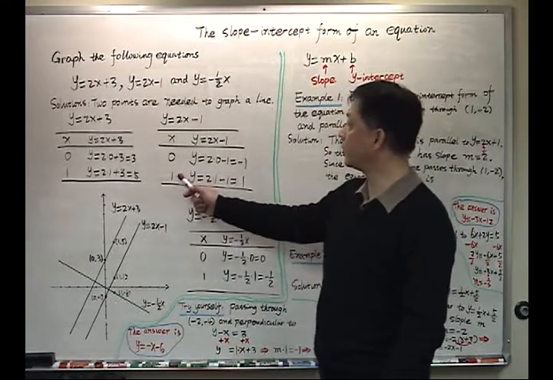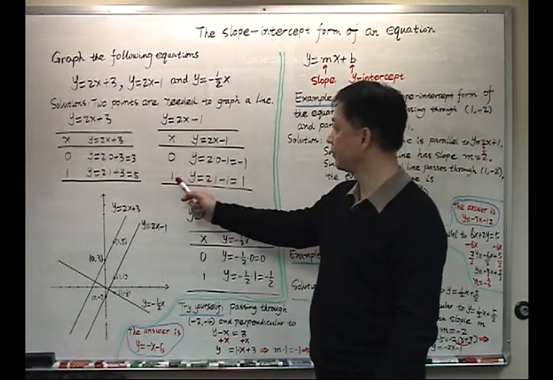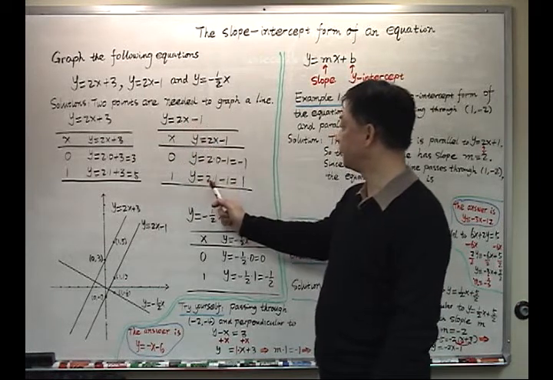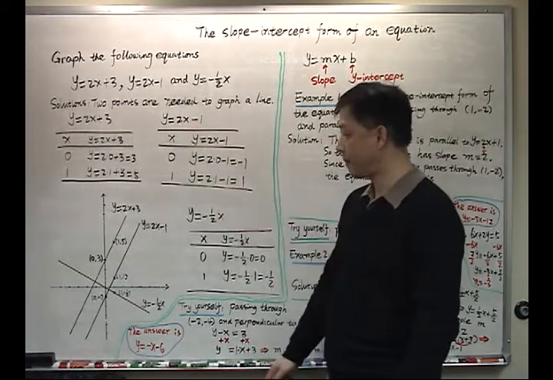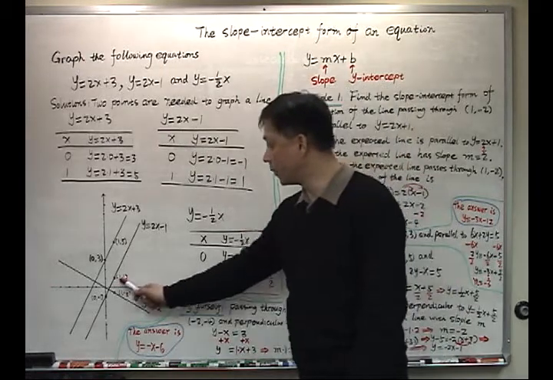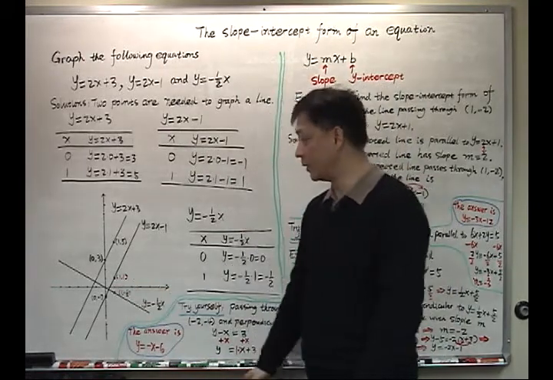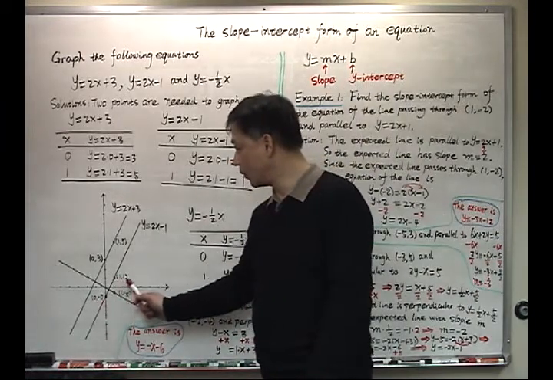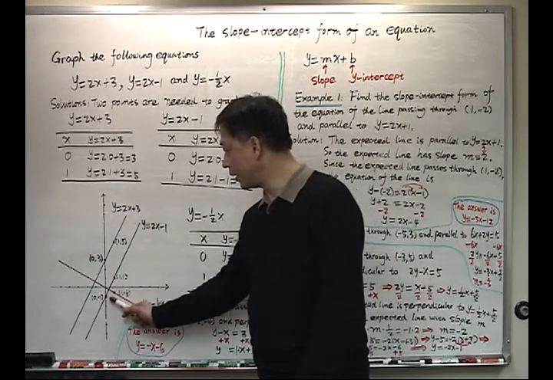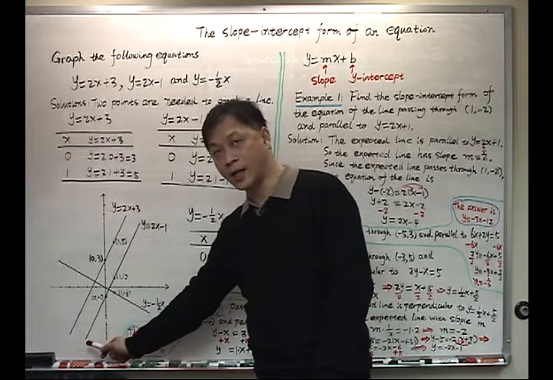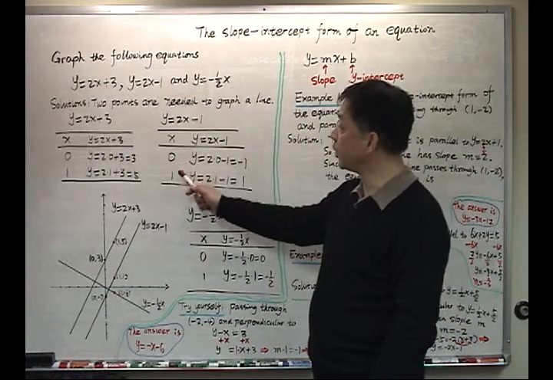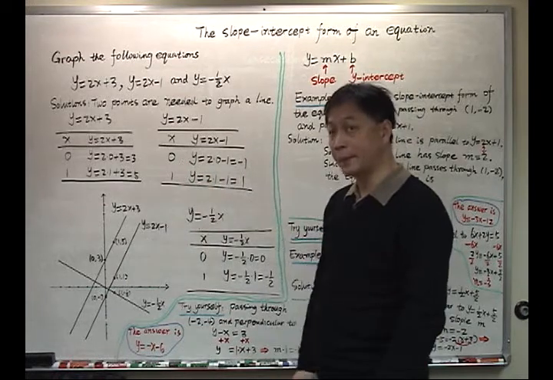Now, you have 1 point, (0, -1). For another, you let x be 1. Then 2 times 1 minus 1 is 1. So you have (1, 1). So you have (0, -1) and (1, 1). You connect those 2 points, you have another line.